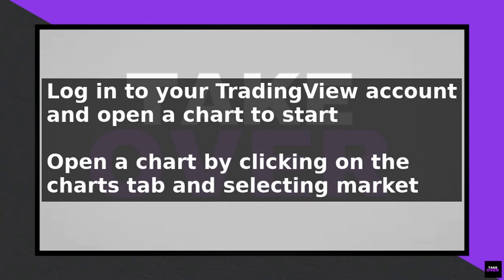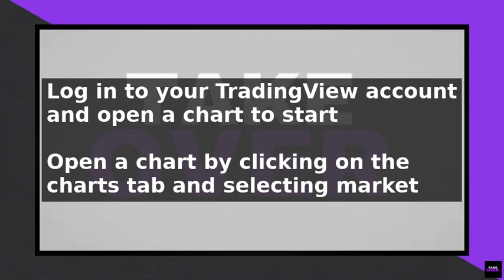To start, log into your TradingView account and open a chart. You can do this by clicking on the Charts tab and selecting the market or asset you want to analyze. Once your chart is open, you will see a range of tools and features at the top of the screen.